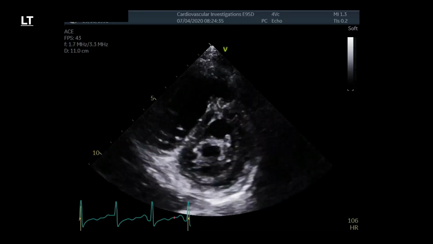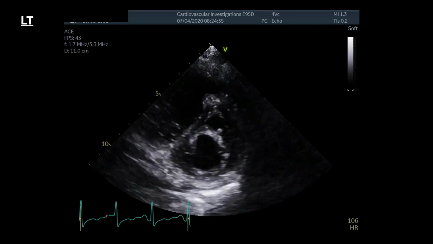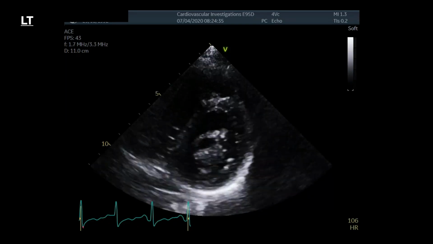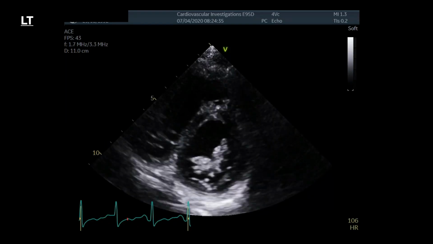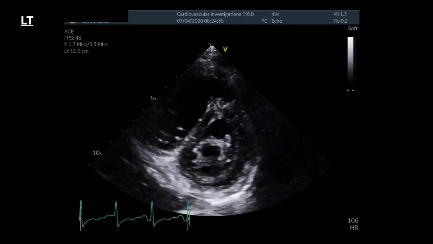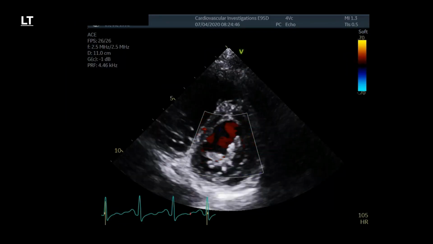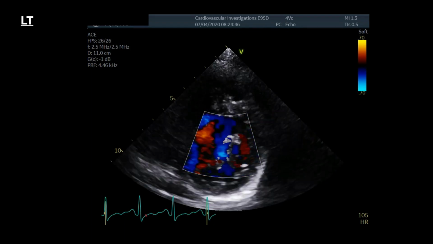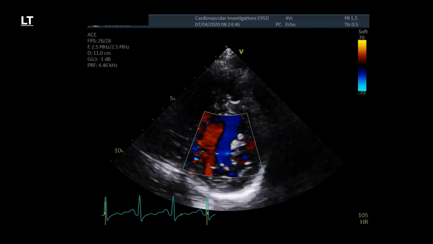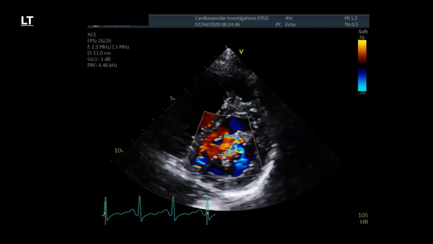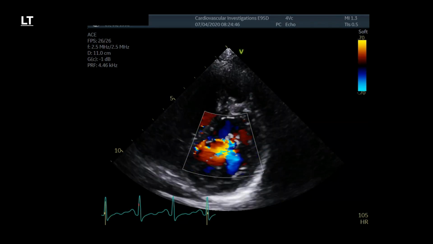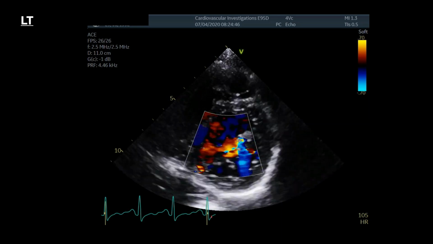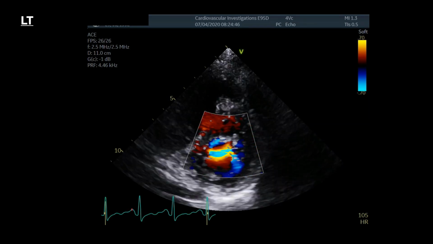And you can also see what looks like an enlarged RV. That's certainly the impression in this view. And there's septal flattening as well, indicating high right-sided pressures. So there's high velocity blood flow through the valve. Again, it's hard to comment on exactly what's going on here, and I'm sorry I can't slow it down for you, but we would need to slow this image down and work out whereabouts in the cardiac cycle that high velocity flow is occurring to comment on what it exactly is.